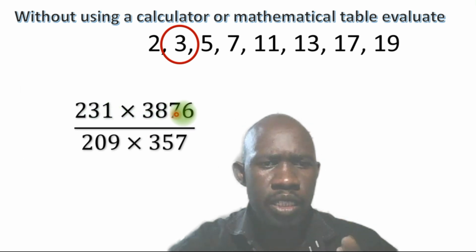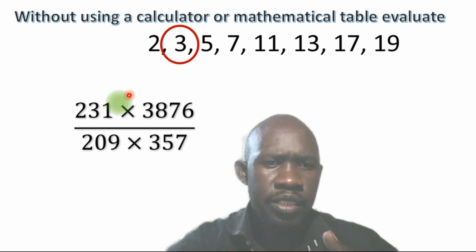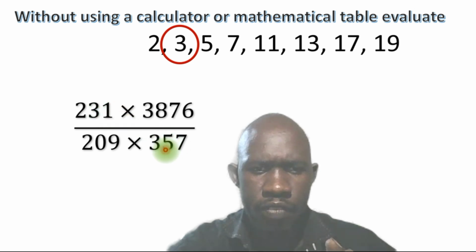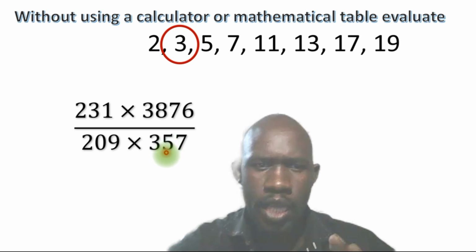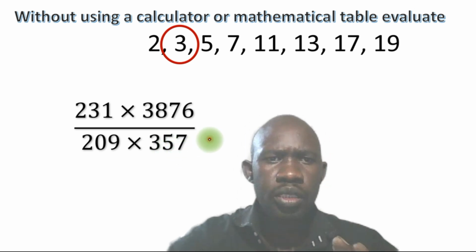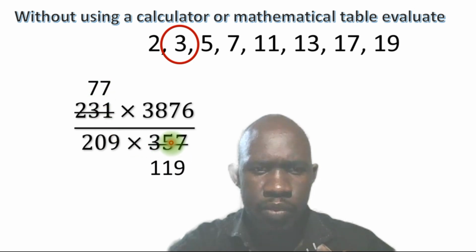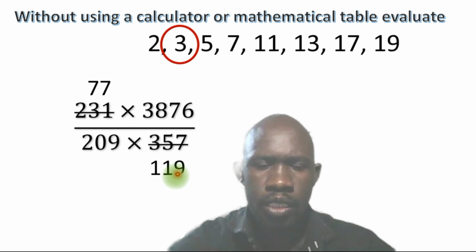So now what we have is 231 times 3876 all over 209 times 357. Again, is this number divisible by 3? Yes, it is divisible by 3. Is this number divisible by 3? Yes, it is divisible by 3. So if we divide this by 3, we get 77. The other one we get 119.